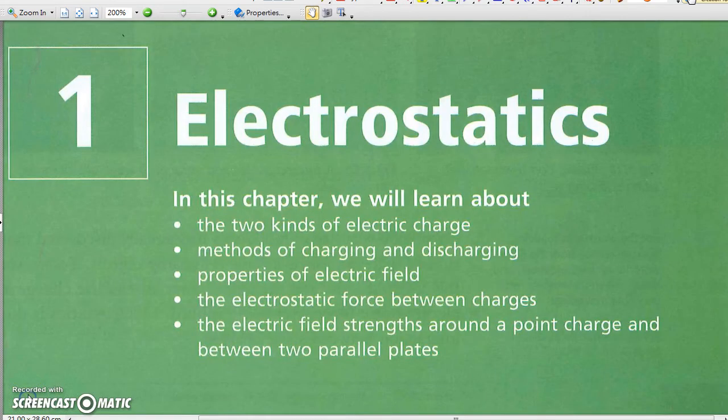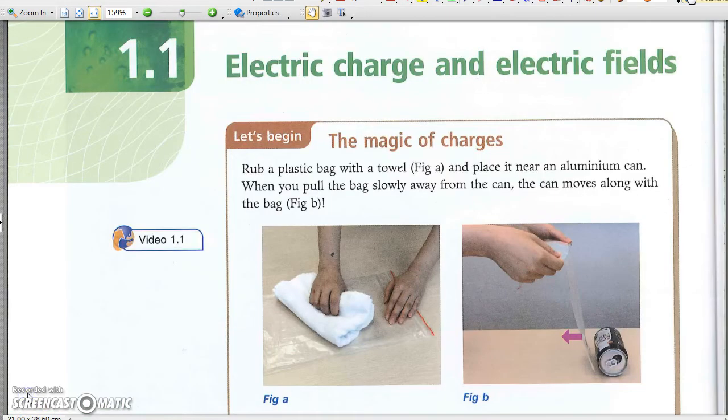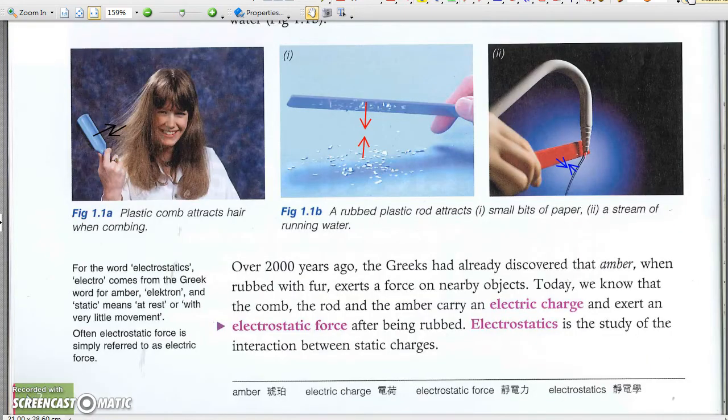Chapter 1 Electrostatics. Chapter 1.1 Electric Charges and Electric Fields. Figure 1.1 shows some common phenomena of static electricity. The attractions in these cases are due to the action of electric charges. In fact, electrostatic forces can be attractive or repulsive sometimes.